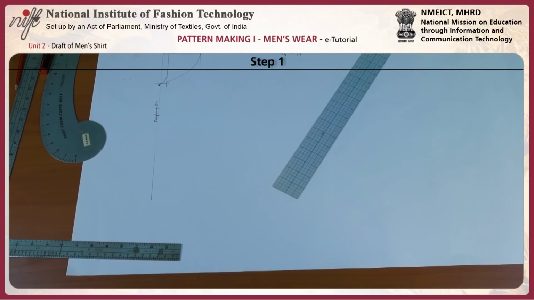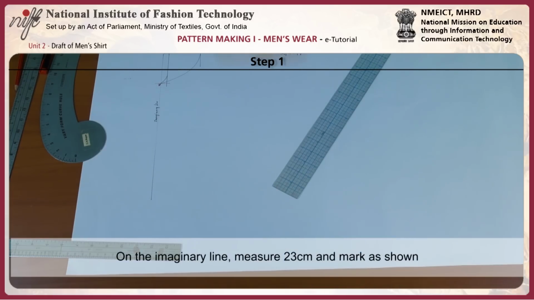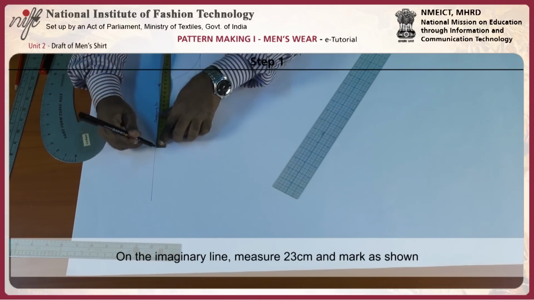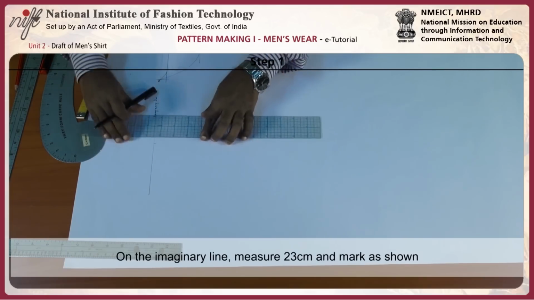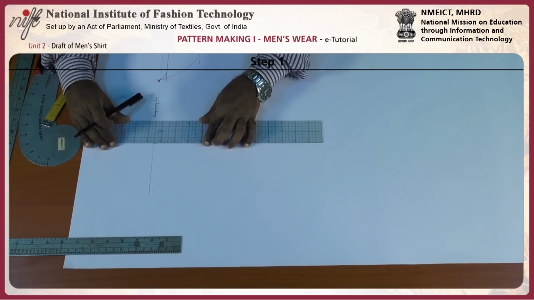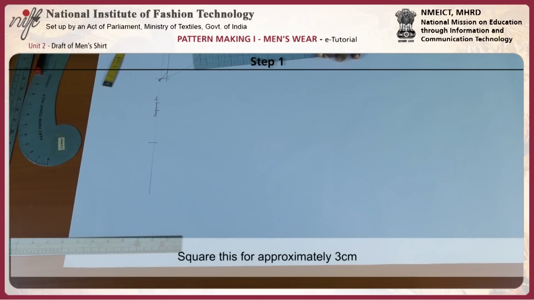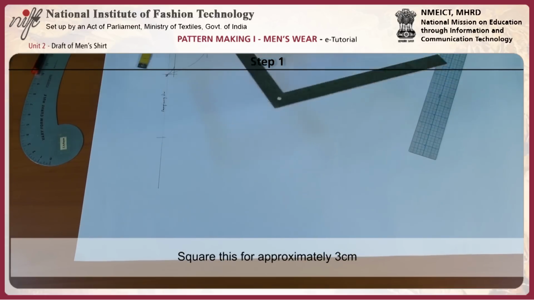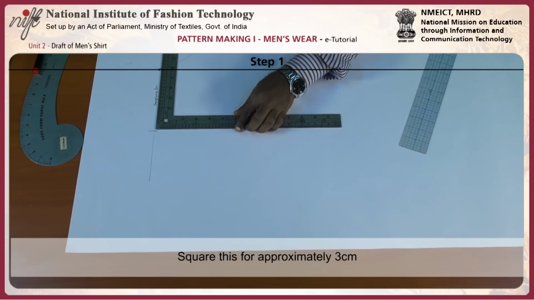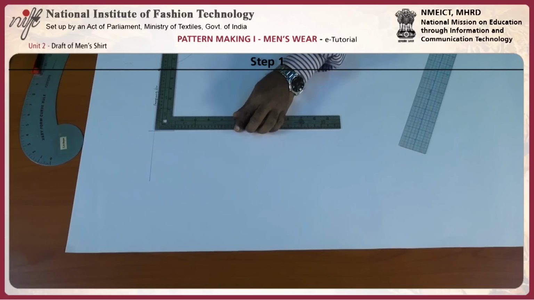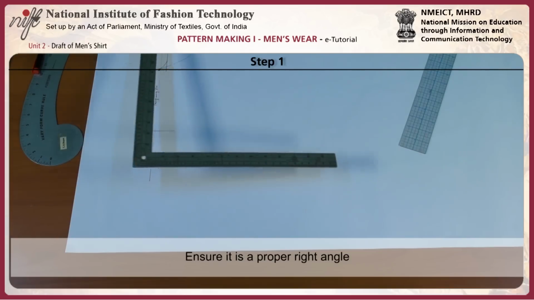Moving to the next level, measure 23 centimeter on the imaginary line and give a cross mark. Need to mark a clear cross mark. Then square this for 3 centimeter approximately. It should be a proper right angle.